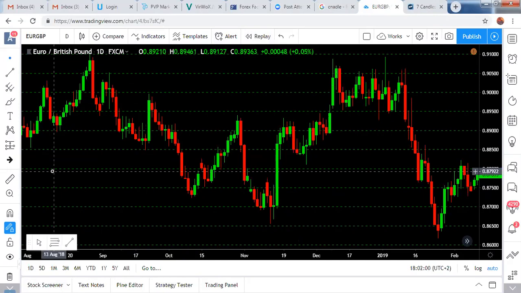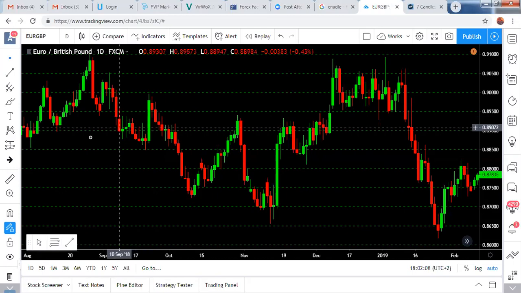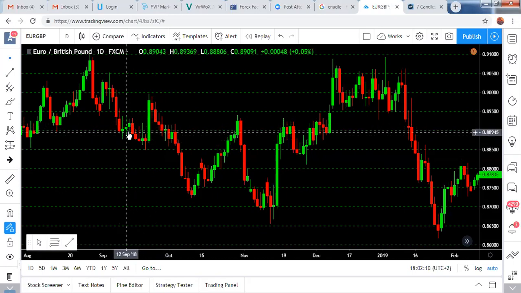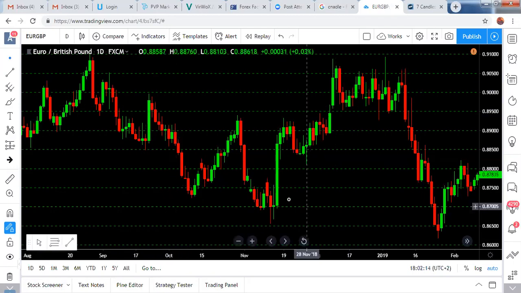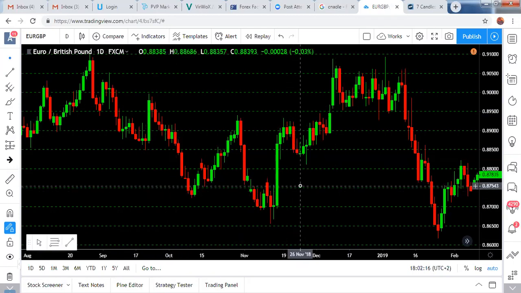Support and resistance is an area where the price comes to make a decision. The price usually comes around these green lines to do a little bit of hesitation before it passes them. So these green lines for me are psychological support and resistance.